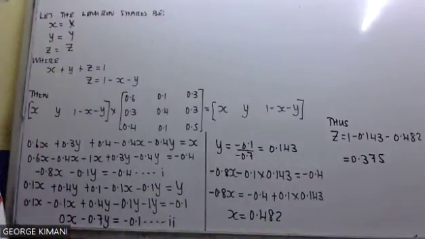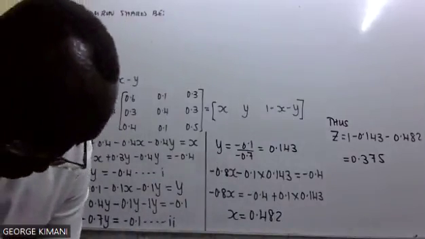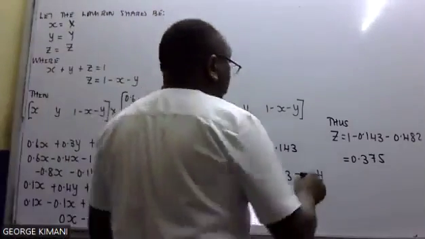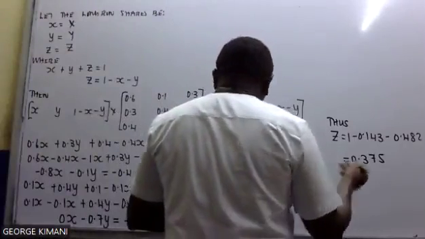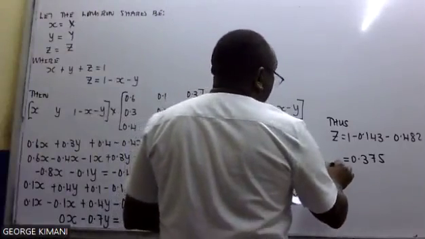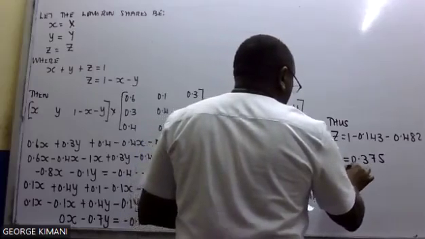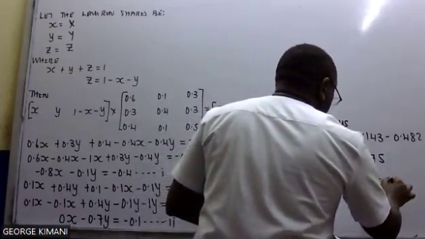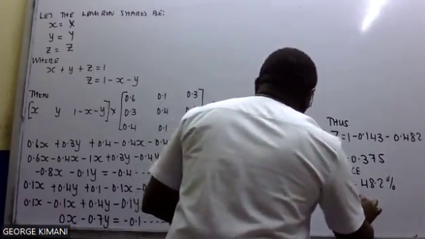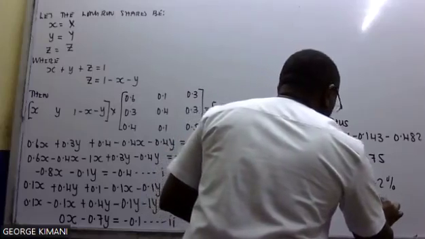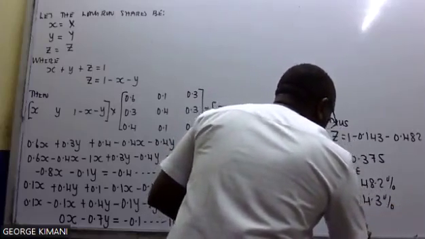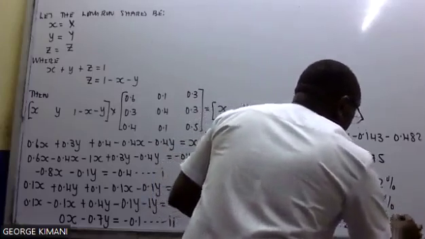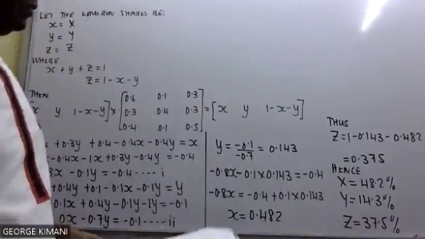So those are the long run shares. Tulikuwa tumeulizwa what will be the distribution of customers. So yeah, we can either leave it that way or we can come and say hence X will be 48.2%, Y will be 14.3%, and Z will be 37.5%. Okay.